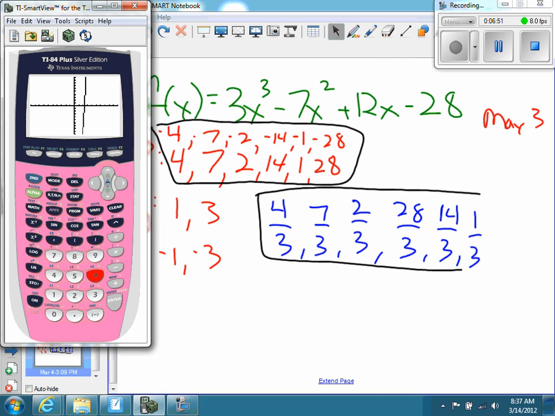First of all, we know it's a positive number, right? Because it's on that side of the axis. We've eliminated all of our negative possibilities. What do you think it might be? 7/3. So let's find out.